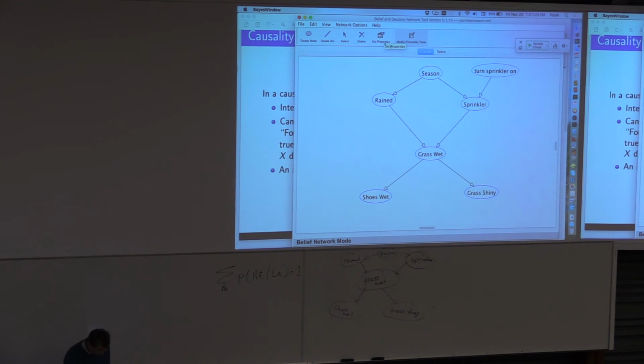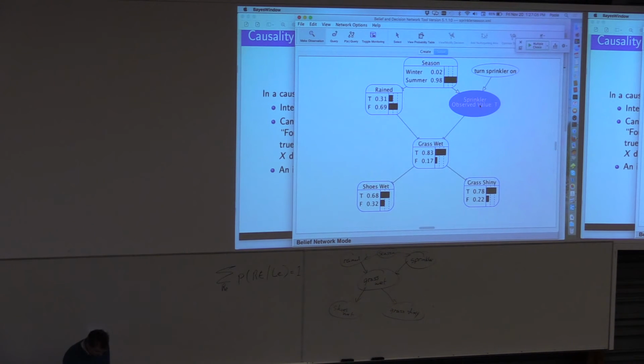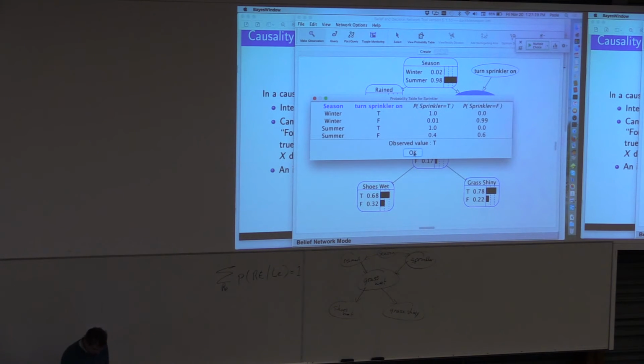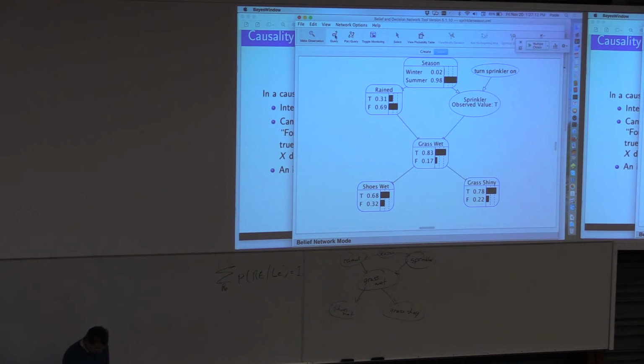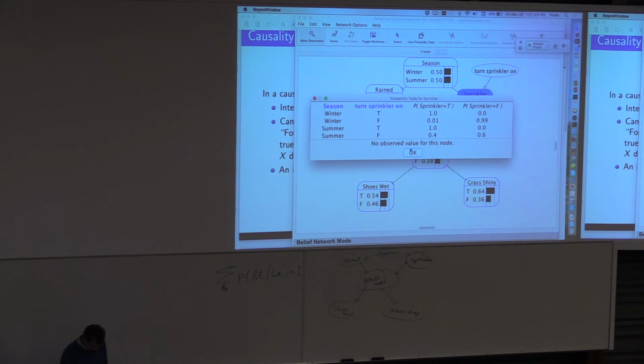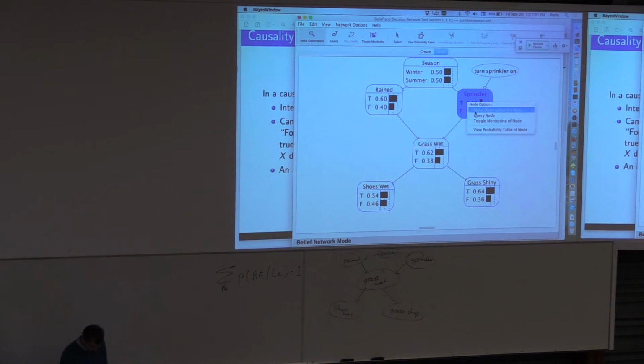if we now go to solve mode and look at all these things as well, it actually ends up the same as before. So if we change the observation to none, we end up 50-50 on the season. And this actually has exactly the same model as we did before. I'm going to change this to observe it to be true, and it's the same effect as before.